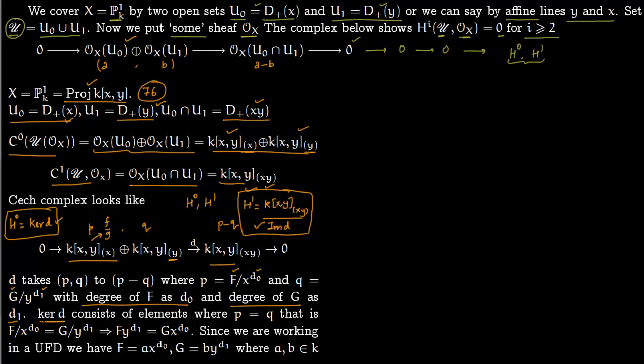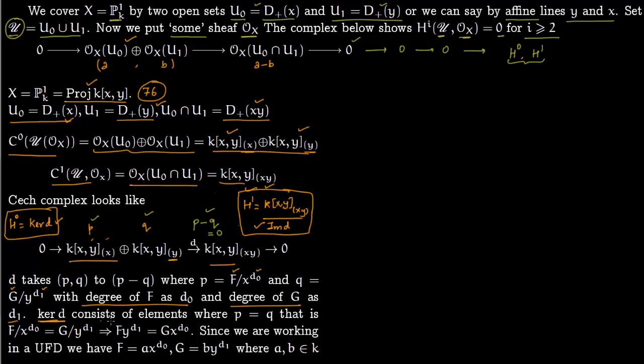Now what is the kernel of D? Your map sends (P, Q) to P minus Q. We want P minus Q to be 0 for the kernel, so that means P is equal to Q. That is what we have to show.